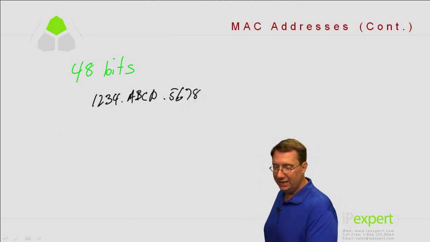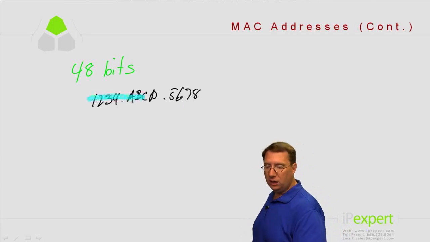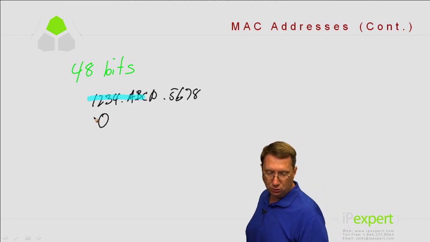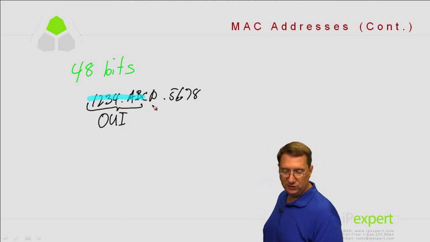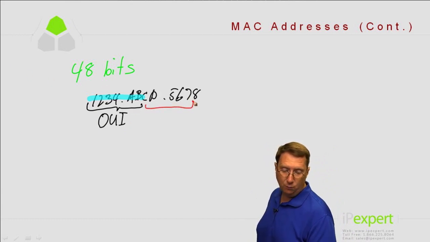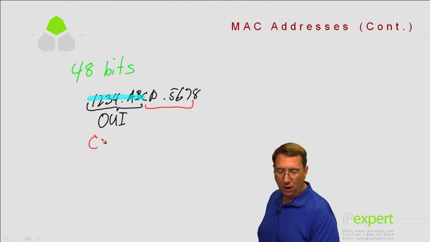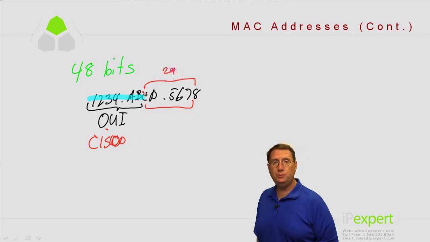The key thing we need to understand is that the first set of numbers corresponds to what we refer to as the organizational unique identifier. The OUI tells me who made this device. The second part translates to a serialization value. So if 123.AB was Cisco, 9 times out of 10, the remaining values, the next 24 bits, are going to be the serial.